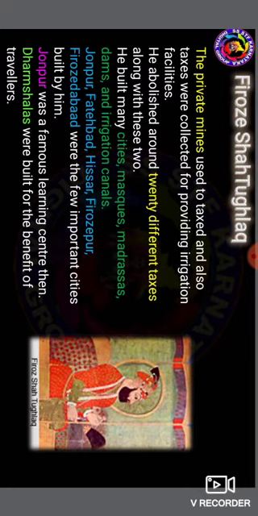Private mines were taxed, and taxes were also collected for providing irrigation facilities. He abolished around 20 different taxes along with this. They built many cities, mosques, madrasas, dams and irrigation canals. Jaunpur, Fatehabad, Hisar, Firozpur and Firozabad were a few important cities built by them.